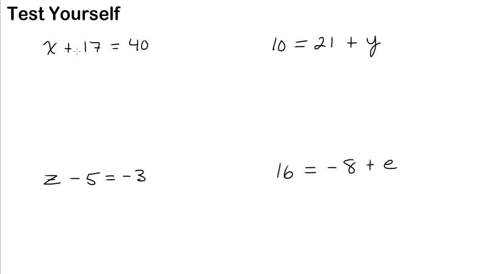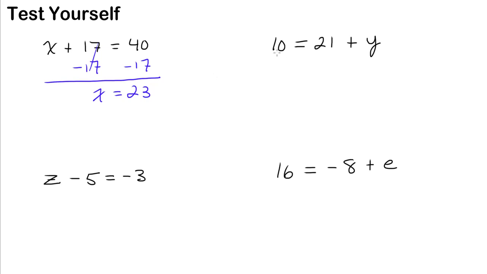First, we have here x plus 17 equals 40. X and positive 17 are on the left. I need to get rid of positive 17 to get x alone, so I need to subtract 17 from both sides. 17 minus 17, that cancels out. Leaves me with x equals 23.